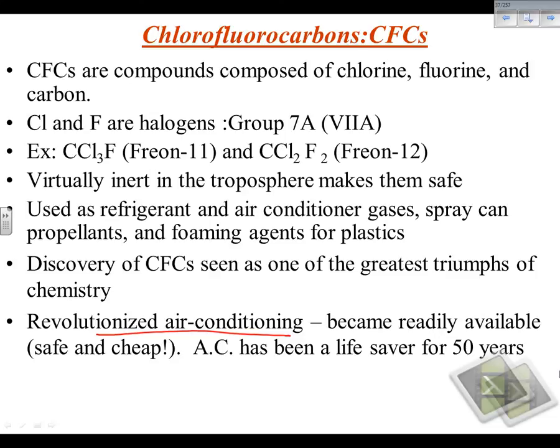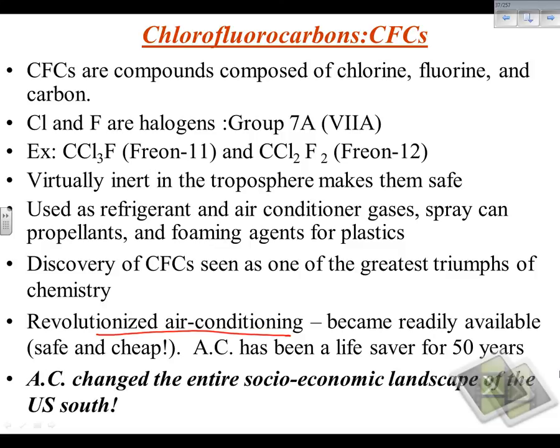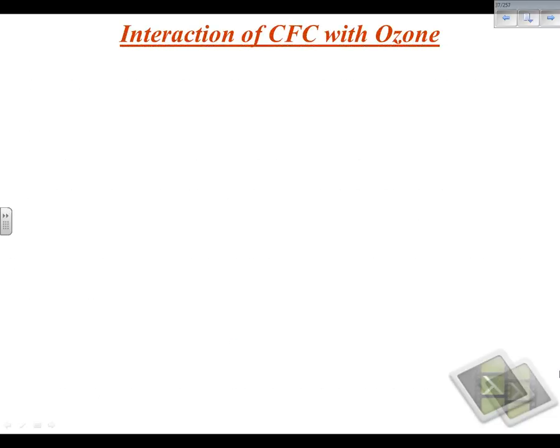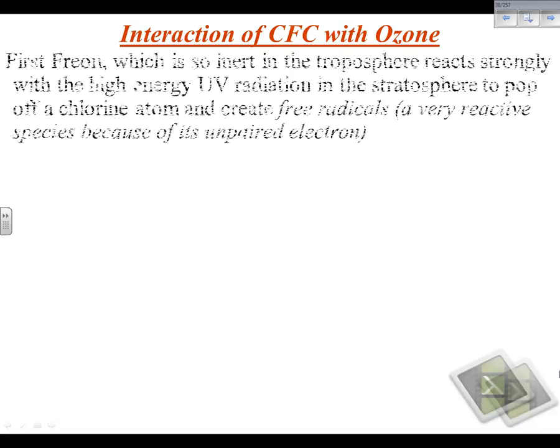It became very cheap and safe, and it is not unreasonable to say it's been a lifesaver for 50 years in the United States. There's lots of statistics about how many people die when it goes over 90 degrees for extended periods of time. And think about this. Air conditioning changed the entire socioeconomic landscape of the U.S. South and Southwest. All right, interaction with ozone, though.